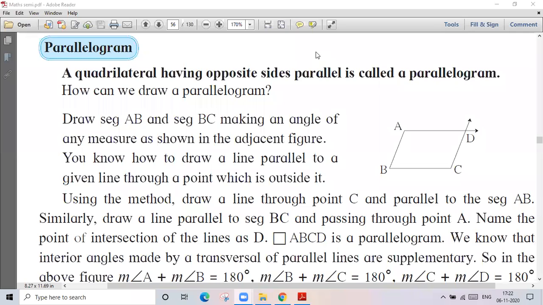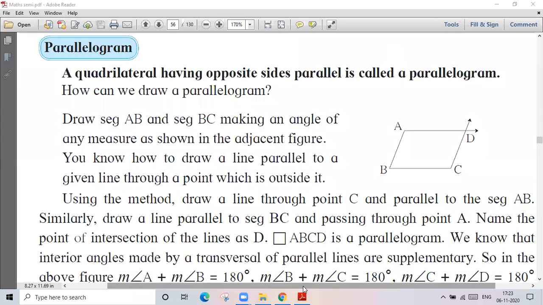Next we are taking up parallelogram construction. We have seen the quadrilaterals and construction of quadrilaterals. We have seen up to 8.1 and 8.2, and now we'll continue with 8.3 and 8.4.